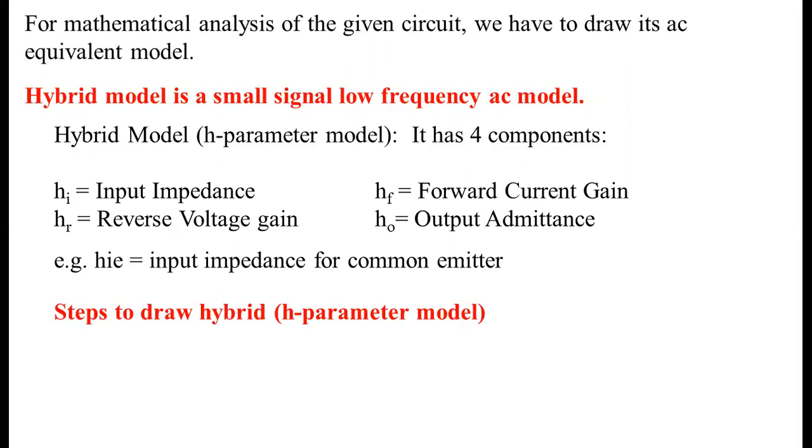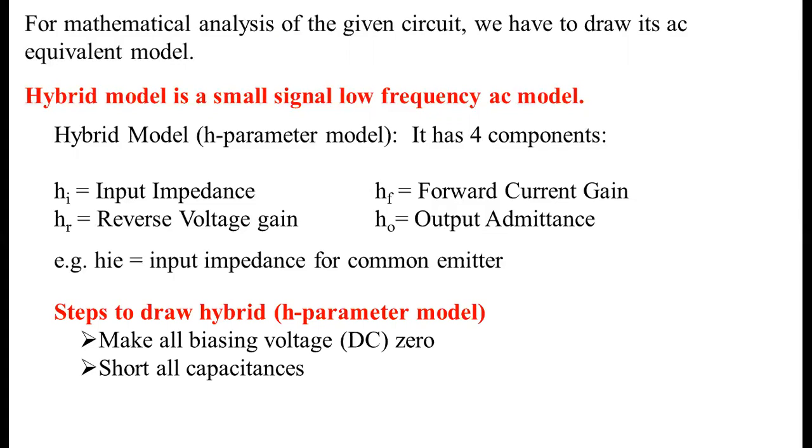Now, steps to draw the hybrid or H parameter model. Hybrid model is also called the H parameter model. So there are various steps. Number 1, make all biasing voltages or all DC voltages 0. So we have to ground all the DC sources to draw the hybrid model. The second step is, in the given circuit, short all the capacitances. So we have to short circuit all the capacitances given in the circuit.